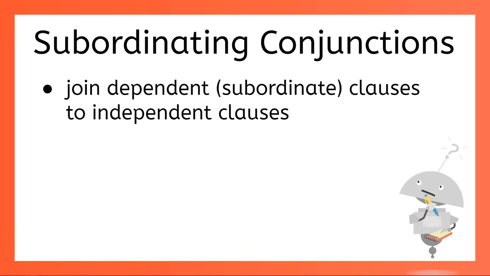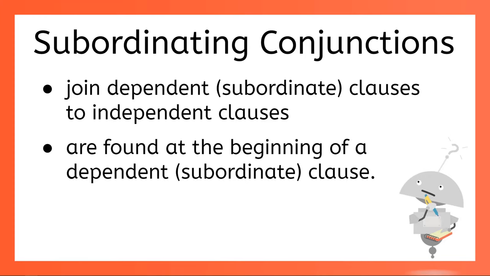Subordinating conjunctions join dependent clauses to independent clauses. Dependent clauses are also known as subordinate clauses because they always begin with a subordinating conjunction. You can spot dependent clauses because subordinating conjunctions are always found at the beginning of a dependent clause. As a matter of fact, the subordinating conjunction is the very thing that causes that clause to become dependent.